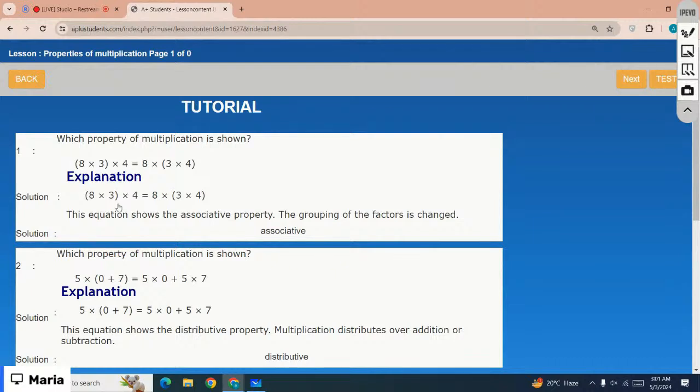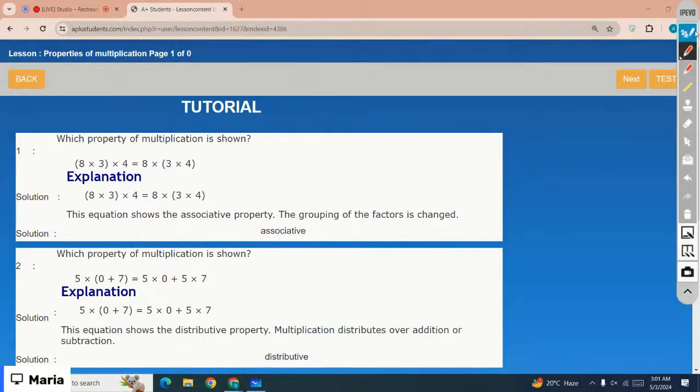Which property of multiplication is shown? So here you have 8 times 3 times 4, then 8 times 3 times 4, right? You can see on both sides the numbers are exactly the same. Here you have 8, here you have 8. Here you have 3, here you have 3. Here you have 4, here you have 4. That means if you change the order of multiplication, the product is exactly the same, right?